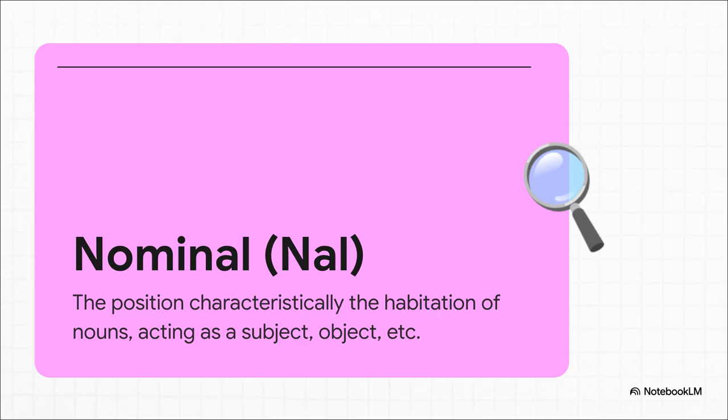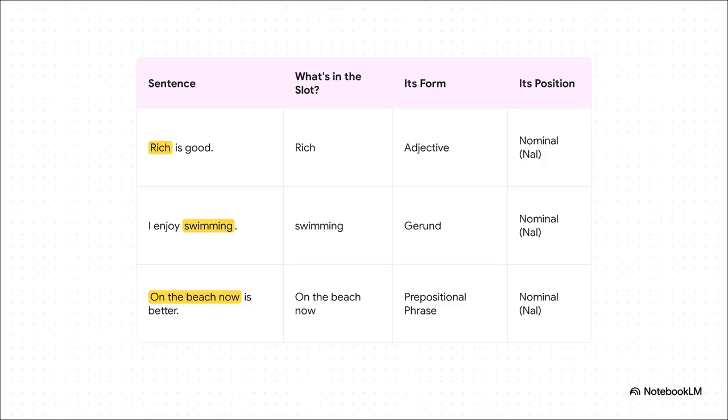But, and this is the crucial part, other types of cars can totally sneak in and park there too. And this shows that idea perfectly. In "rich is good," the adjective "rich" just pulled right into that nominal parking spot and is now acting as the subject. In "I enjoy swimming," the gerund "swimming" takes the nominal slot as the object. And in our crazy example from before, that entire phrase "on the beach now" has pulled right into that subject slot. See? The form of the word doesn't matter. It's the position that gives it the power of a noun.